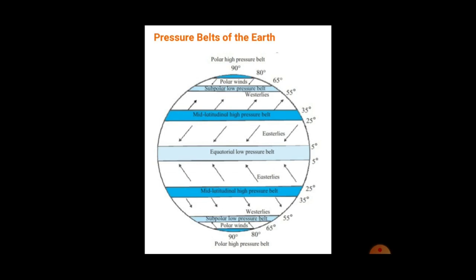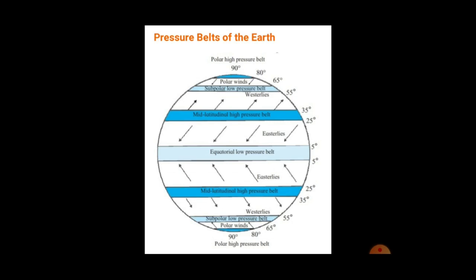There are light, feeble and variable winds within this convergence belt. Because of frequent calm condition, this belt is called a belt of calm or doldrums. So equatorial low pressure belt is also known as doldrums. Okay.